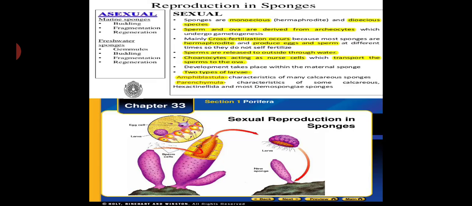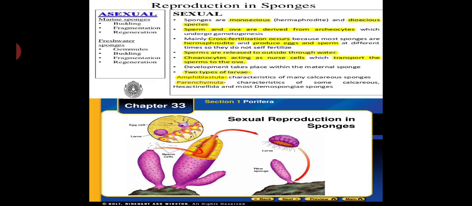So these are the other pictures, the information related to reproduction in sponges. And as I said earlier, asexual reproduction is through budding, fragmentation, regeneration, and in case of freshwater sponges, it is through gemmule formation, budding again, fragmentation, and regeneration. So, in both marine and freshwater sponges, you see the same phenomenon of asexual reproduction like budding, fragmentation, and regeneration. However, in freshwater sponges, there is a unique phenomenon called gemmule formation.